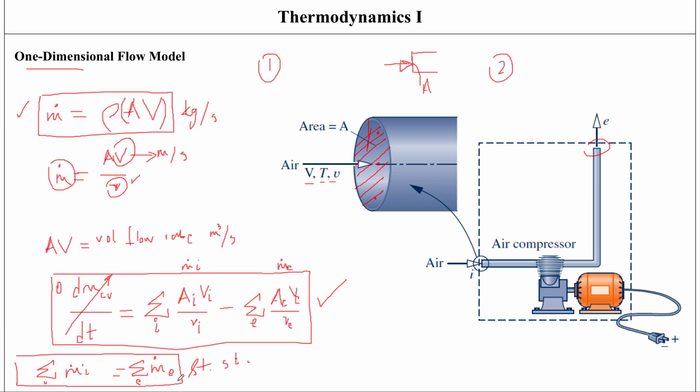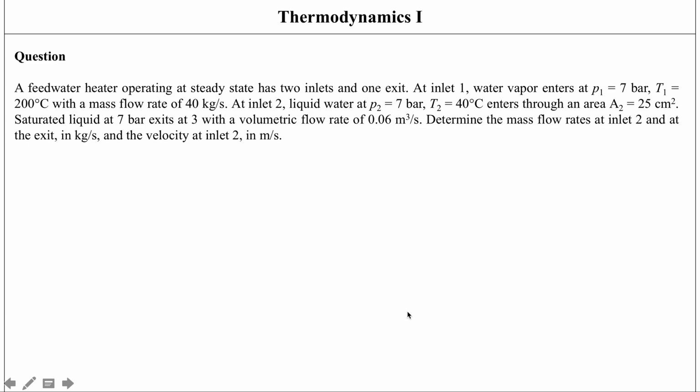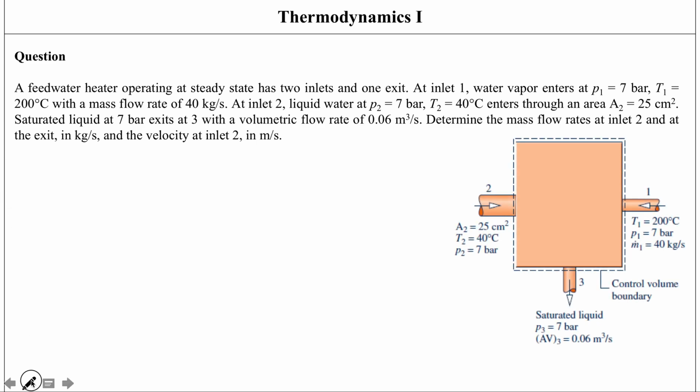And now we can just take a look at an example. The example question is that we have a feed water heater, and the purpose of a feed water heater is to heat up the liquid present within the feed water to a higher temperature. So we've got 2 inlets and 1 exit: inlet 1, inlet 2, and the exit at 3.